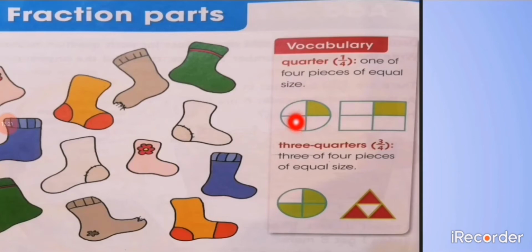So 1, 2, 3, 4. Total parts are 4 and 1 is colored. So this is called 1 by 4th. 1 by 4th of each shape is colored. So this is the fraction, because the shape is divided into equal parts, or the parts of the whole are evenly divided in this figure.